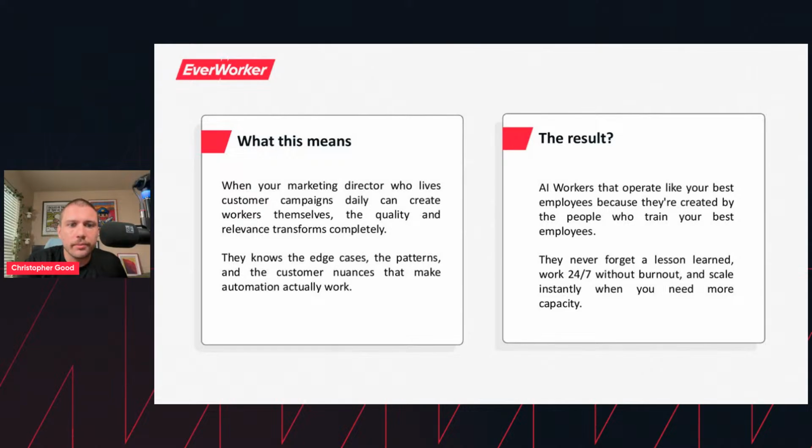And to make this concrete, when your marketing director who lives in customer campaigns daily can create the workers themselves, the quality and the relevance transforms completely. They know the edge cases, the patterns, the customer nuances that make automation actually work. And the result is AI workers that operate, again, like your best employees because they're created by the people who train your best employees. They never forget a lesson learned. They work 24/7 without burnout, and they scale instantly when you need more capacity. And that is the difference between automation that works and automation theater that wastes money.